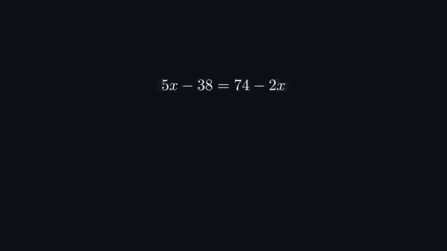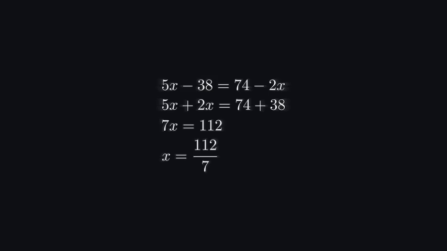5x minus 38 equals 74 minus 2x. Collecting like terms, 5x plus 2x equals 74 plus 38. 7x equals 112. x equals 112 over 7.